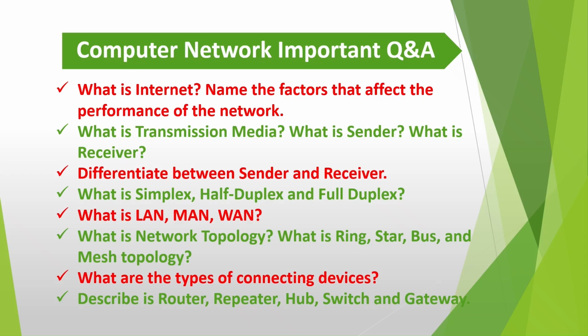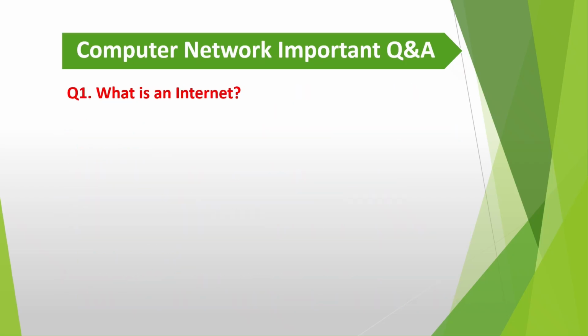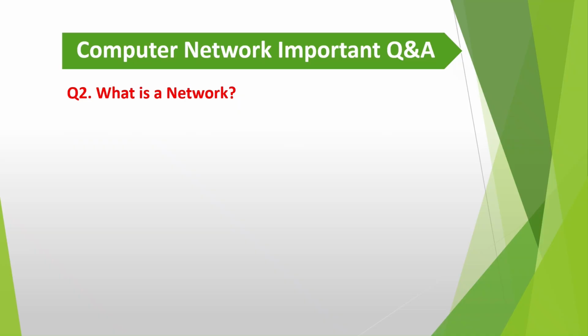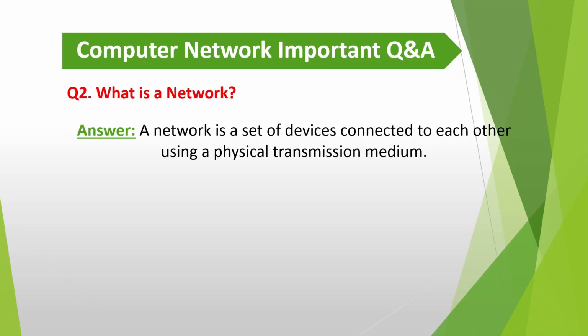In this video we will see 100 computer network important question answer. Question 1. What is an internet? Answer. Applications are accessed by anyone from any location using the web. Question 2. What is a network? Answer. A network is a set of devices connected to each other using a physical transmission medium.